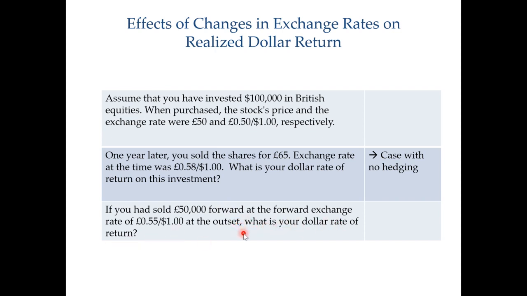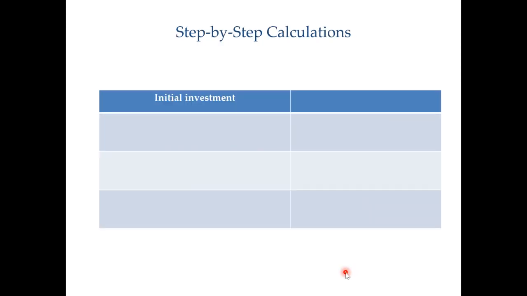So what we are looking at here is a case of hedging, or a case of partial hedging, because we do not know exactly what the amount of proceeds is going to be in pounds in 1 year's time when you sell your stocks, because we do not know at the outset what stock price will be in 1 year's time. So you essentially just pick this amount of £50,000 as your best guess. That's why it's partial hedging. So now let's do step-by-step calculations.